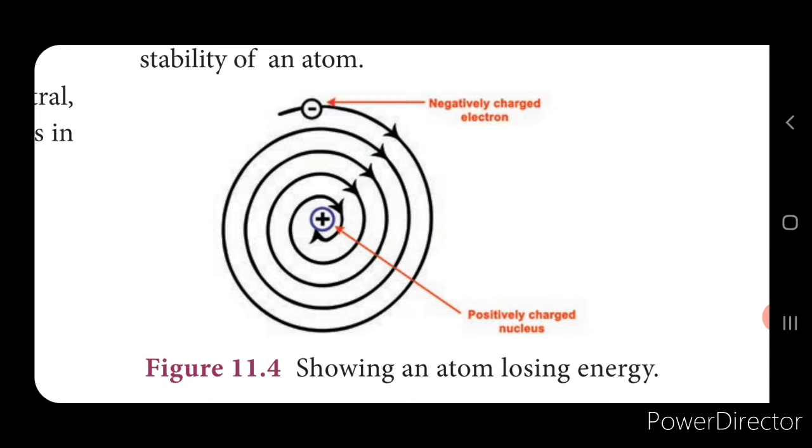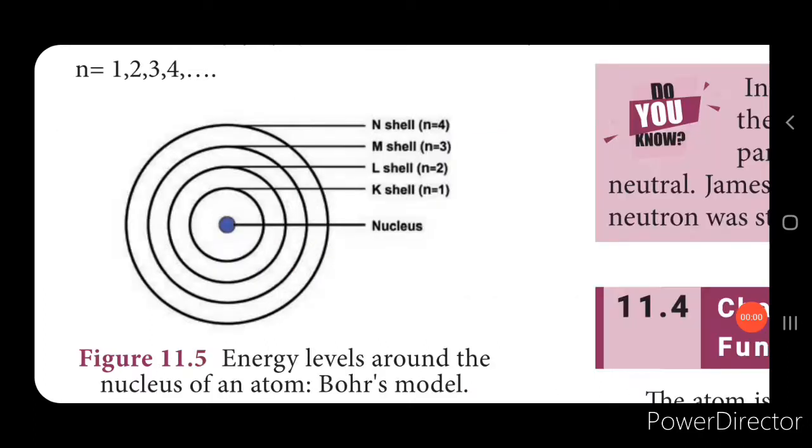So he did not give an explanation about the stability of the atom. So this is the limitation of Rutherford's model. Niels Bohr in 1913 explained the stability of an atom, and the main postulates of the Bohr atomic model are as follows.